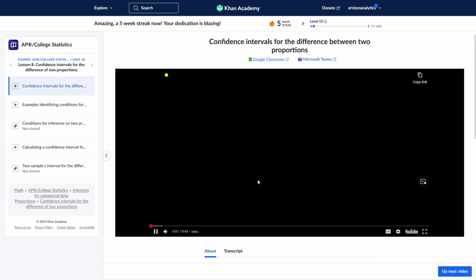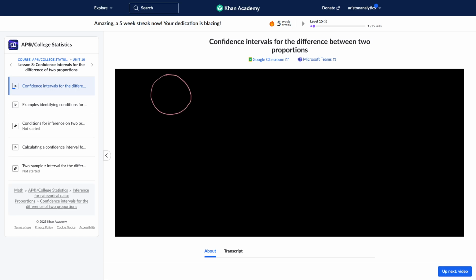Let's review calculating confidence intervals for proportions. So let's say I have a population and I care about some proportion. Let's say I care about the proportion of folks that are left-handed. I don't know what that is, and so I take a sample of size n, and then from that sample, I can calculate a sample proportion. That's why I put that little hat on top of it. It's a sample proportion that's estimating our true proportion.